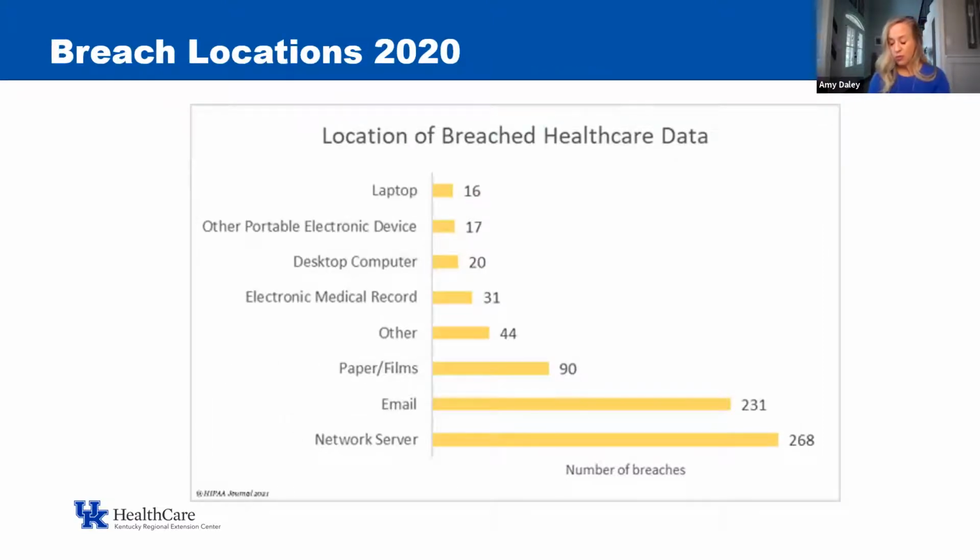Those locations. So when we know about the impermissible disclosures and security incidents, the hacking incidents and ransomware, where did these breaches actually come from? Where did they happen? This chart shows there were a lower number of laptops and electronic devices reported, and that's due largely to covered entities really taking encryption far more seriously than they ever have before. The majority of the breach locations came from email and network servers.